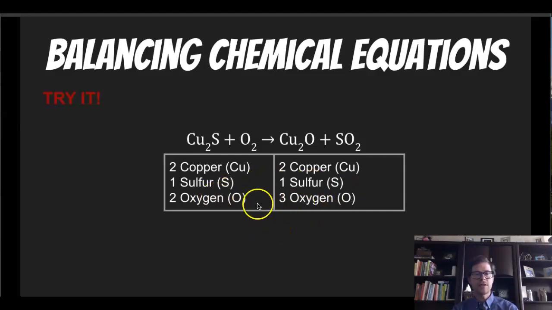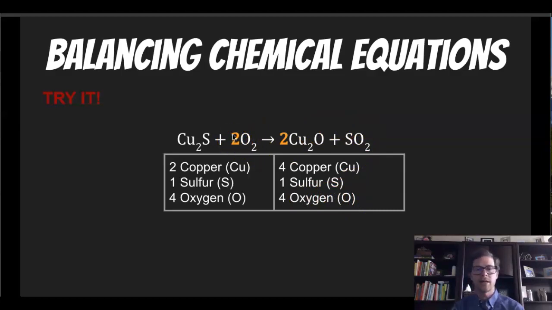So we have to first try to figure out what we can do to deal with this oxygen problem. There's 3 on the right, there's 2 on the left. So let's see what we can do. Well, we can put a 2 next to the Cu2O so that we get more oxygen on the right. So that gives us 2 plus 2, which is 4 oxygens, and then we even that out on the left side by adding a 2 here. We have 2 times 2 or 4 oxygens.